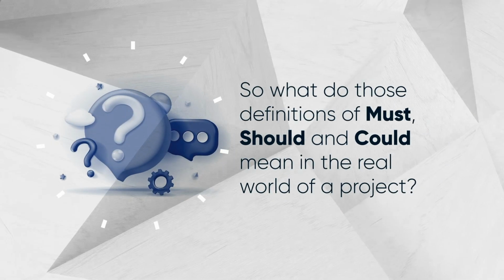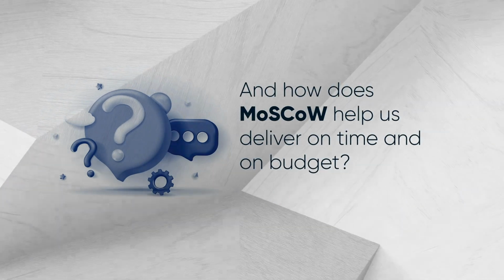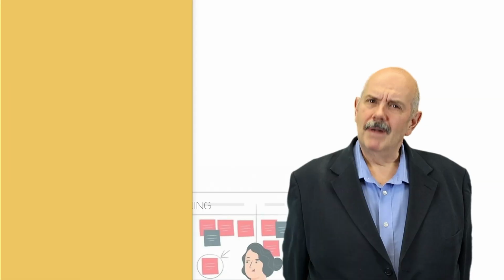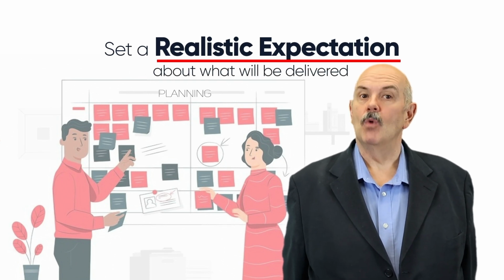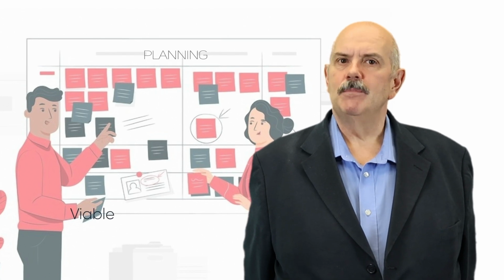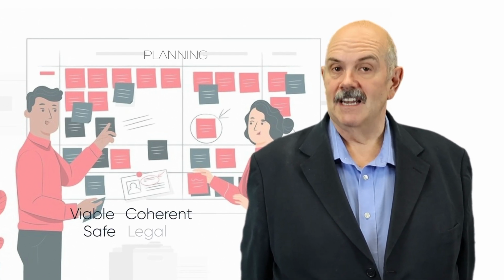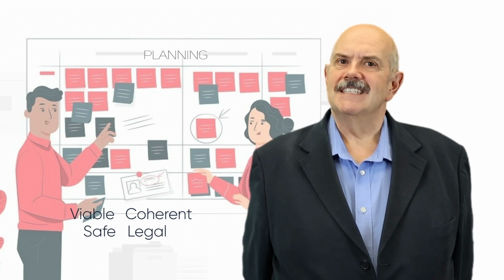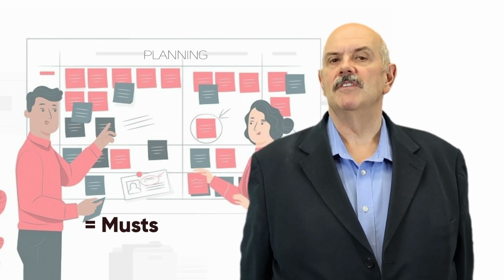So what do these definitions of must, should and could mean in the real world of a project? And how does MoSCoW help us deliver on time and on budget? When planning the project, it's important to set a realistic expectation about what will be delivered. The most important consideration is that a viable solution is delivered that works coherently and that is both safe and legal. This solution contains the minimum usable subset of features meeting the must-have requirements.